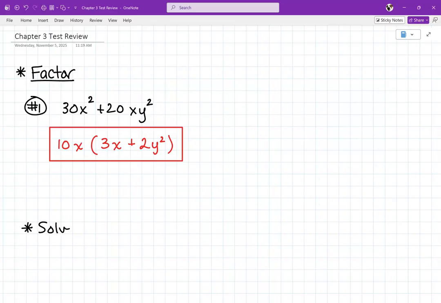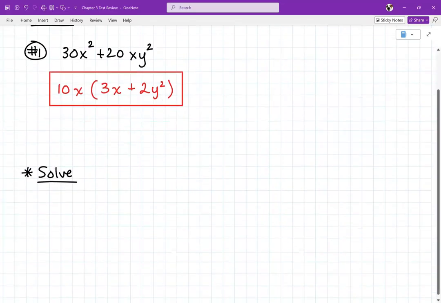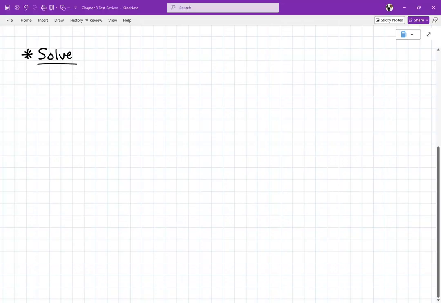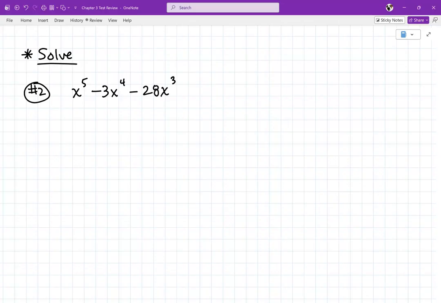All right. This next one we need to solve. Number 2. And it's x to the 5th minus 3x to the 4th minus 28x to the 3rd equal to 0. Now, if you remember the homework when we did this, we have to factor first.